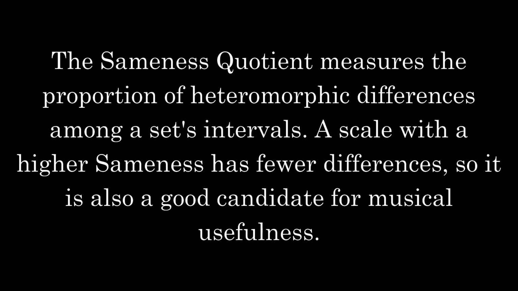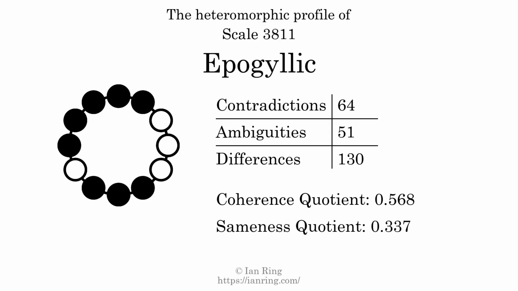The sameness quotient measures the proportion of heteromorphic differences among a set's intervals. A scale with a higher sameness has fewer differences, so it is also a good candidate for musical usefulness. The sameness quotient is 0.337.